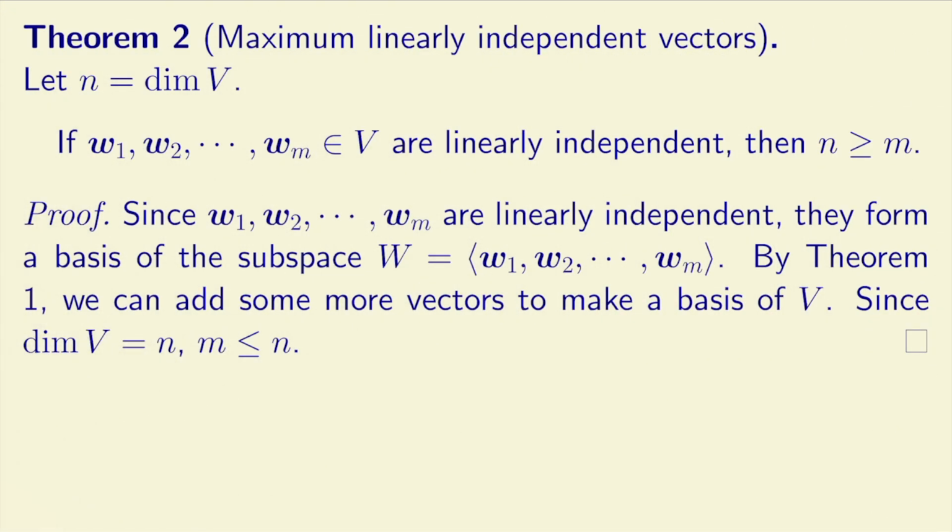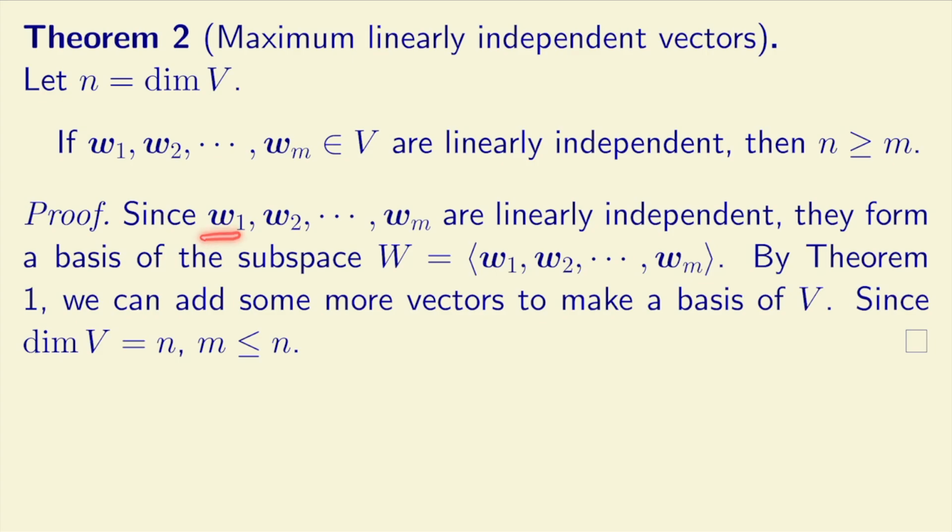Now, let's establish some crucial properties related to the dimension of V, which we denote by n. First, if you have a set of m vectors, w1 up to wm, that are linearly independent, then n is greater than or equal to m. This means the dimension n is the maximum number of linearly independent vectors you can have in this space. The proof is quite simple.